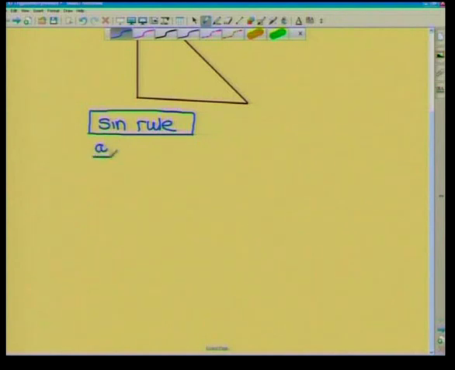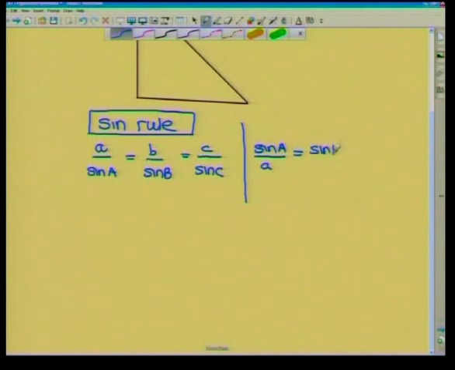Sine rule says A over sine A equals B over sine B equals C over sine C, or it equals sine A over little a equals sine B over little b equals sine C over little c.